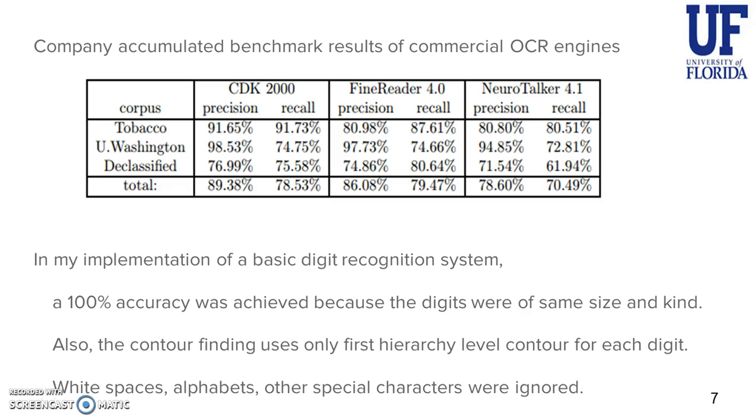In my implementation, I have used a basic digit recognition system using OpenCV, and I have achieved 100% accuracy, and this was because the digits were of the same size and kind. The contour finding method was used as a basic approach, and just because it was a first level hierarchy, maybe that's the reason I got such an accuracy rate. Also, the white spaces and other special characters and alphabets were ignored.